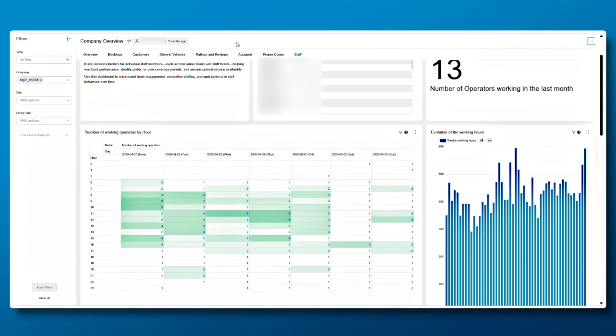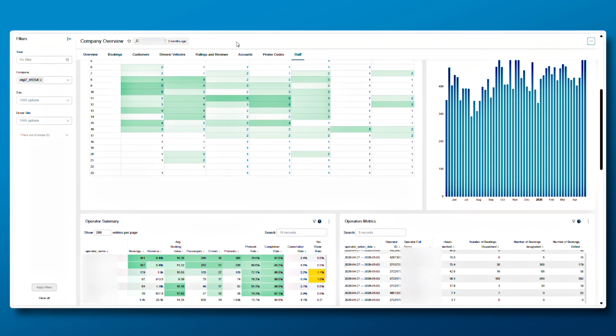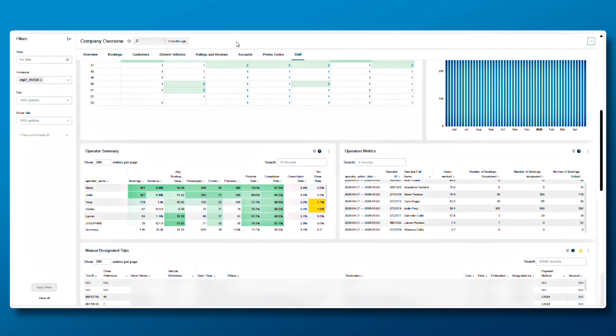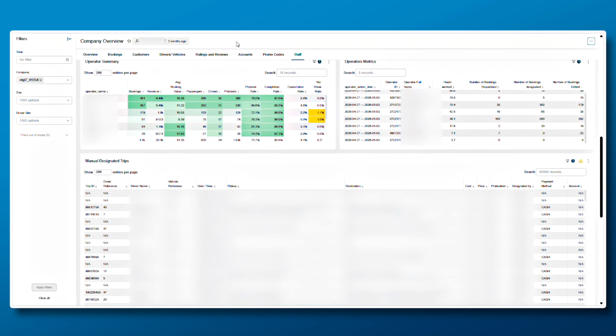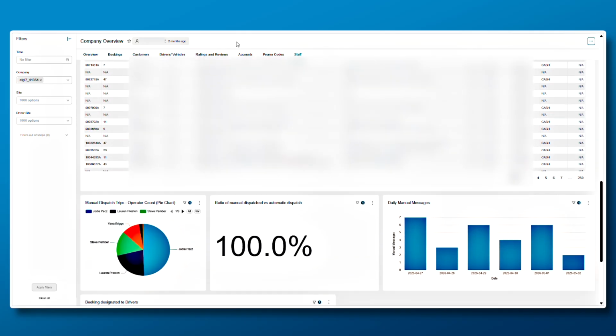Finally, the staff overview dashboard gives you visibility into your call centre operations. You can monitor how many staff are logged in throughout your day, track their online hours and assess staffing levels across different times and days of the week. It also provides insight into individual staff activity, helping you identify patterns, improve performance and spot any gaps in coverage. This allows you to optimise staffing levels, reduce inefficiencies and ensure you're always in a strong position to meet demand.